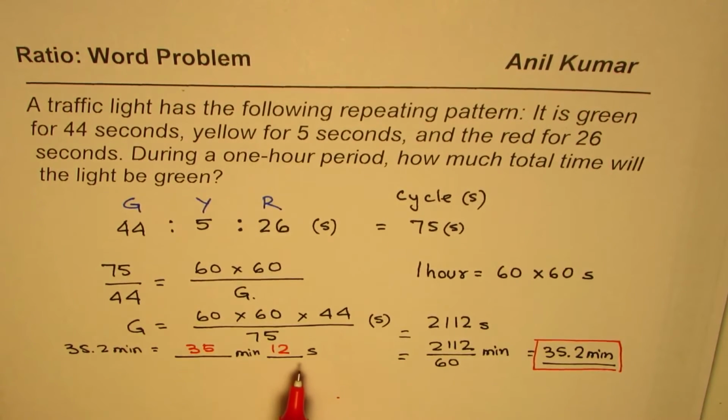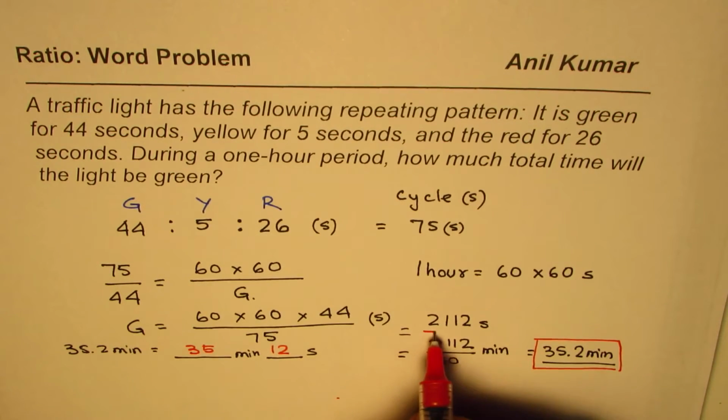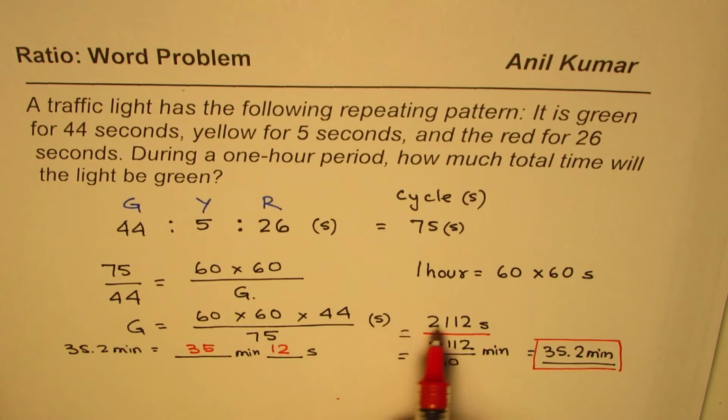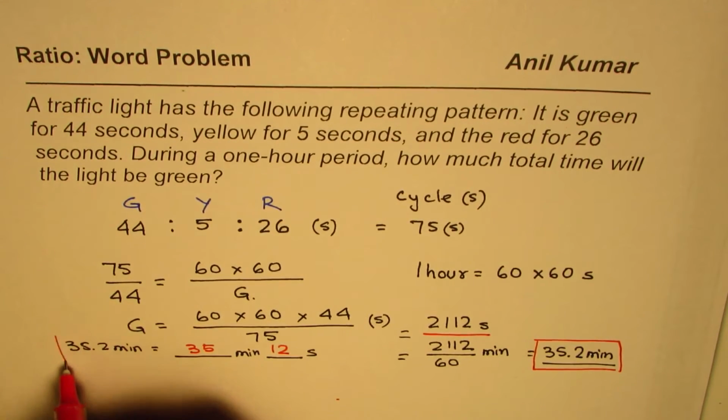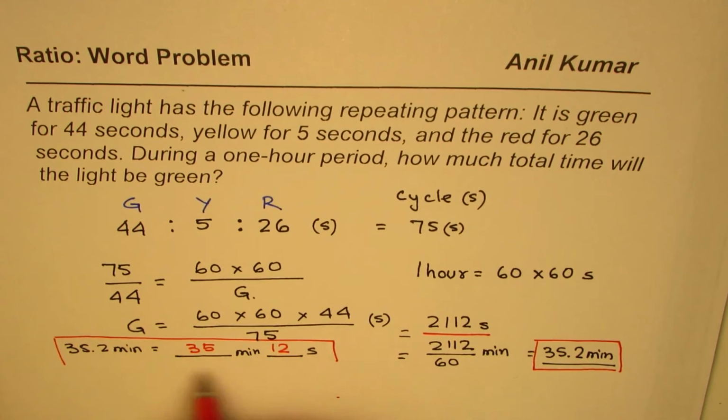So you could also write the answer as 35 minutes 12 seconds or 2112 seconds. Both are good enough answers. 35.2 minutes is not a very good answer, so we will do this conversion, and we should write our answer like this. I hope you understand and appreciate how we have done this question.